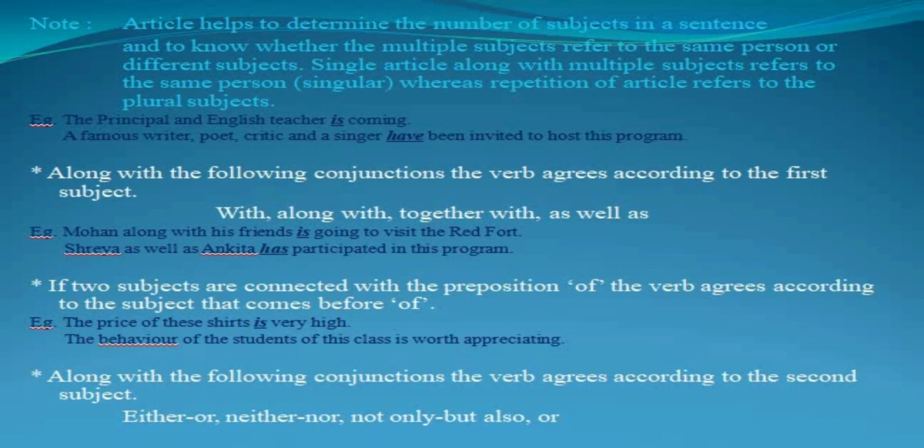Okay. Next rule is, along with the following conjunctions, the verb agrees according to the second subject: either or, neither nor, not only but also, or simply or. If any one out of these conjunctions comes in a sentence to connect two or more subjects, then in that case we have to use the verb according to the second subject only.